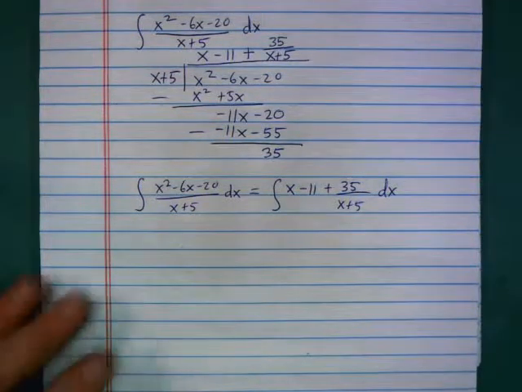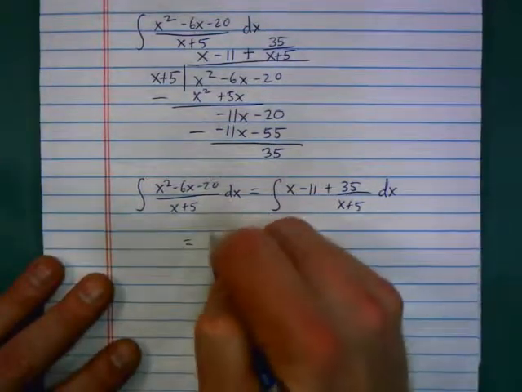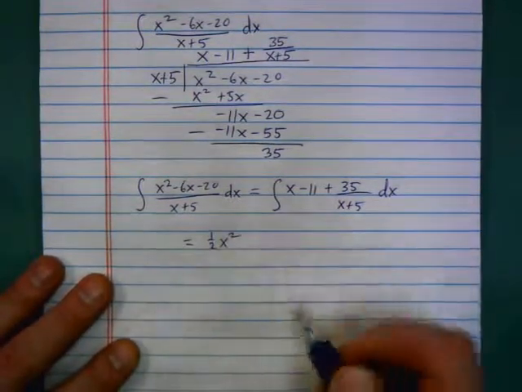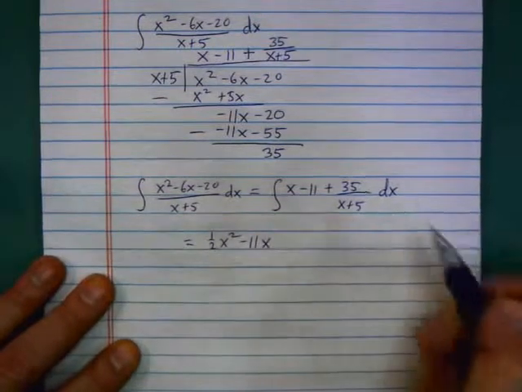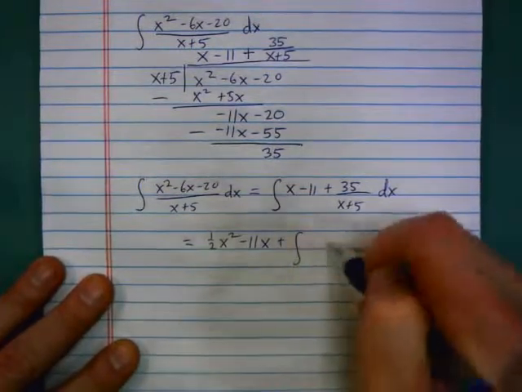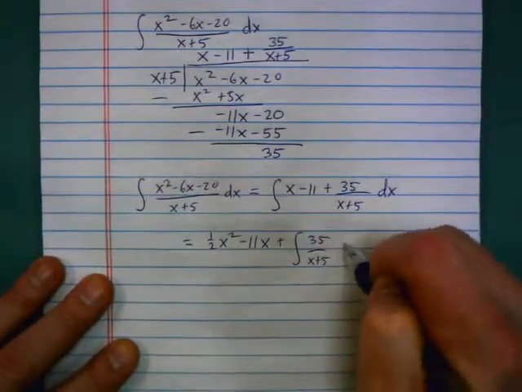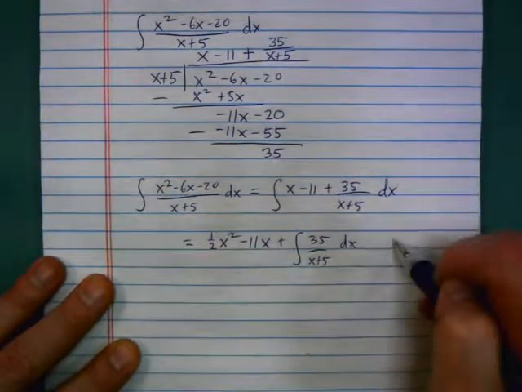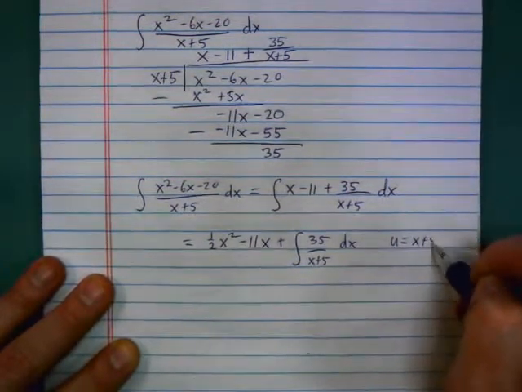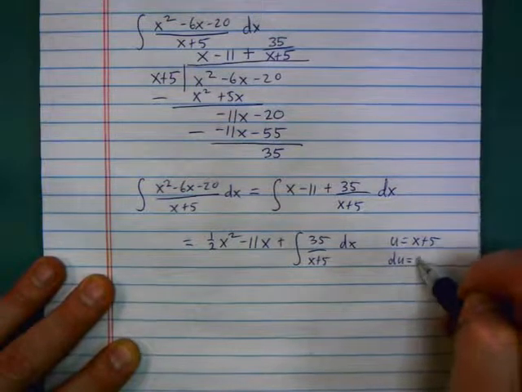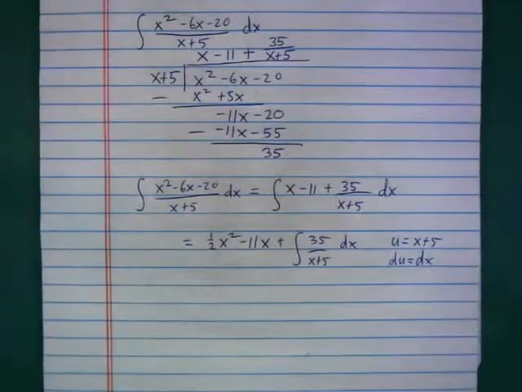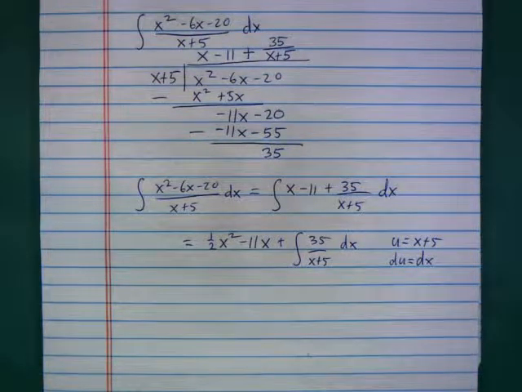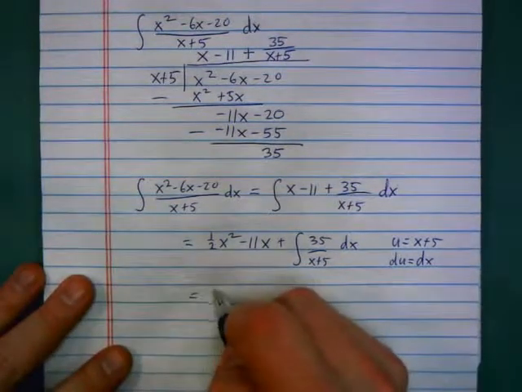All right, so I'll write that all down. This becomes 1/2 x squared minus 11x plus, we have to do this piece separately. We have to do a u substitution. U is x plus 5, but du is dx. And we don't have to do that back substitution thing like we had to do the other way we did it, which means we don't have to FOIL a bunch of stuff out and combine a bunch of like terms. Works out much easier.